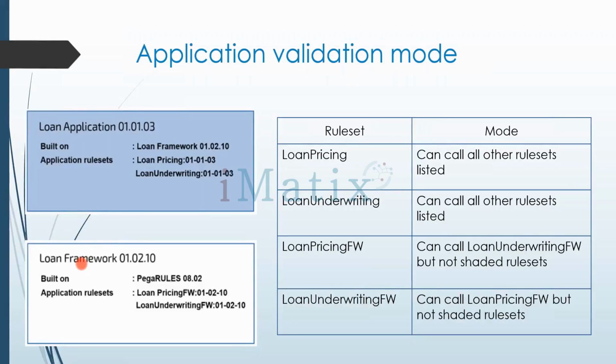Now let's look at each of the rule sets. We'll see how they can refer to rules from other rule sets. Will they be able to or not? First, let me choose loan pricing. Can loan pricing access rules from loan underwriting? Yes, absolutely, because it's part of the same application. Perfect. Now, can loan pricing access rules from loan pricing FW and loan underwriting FW?